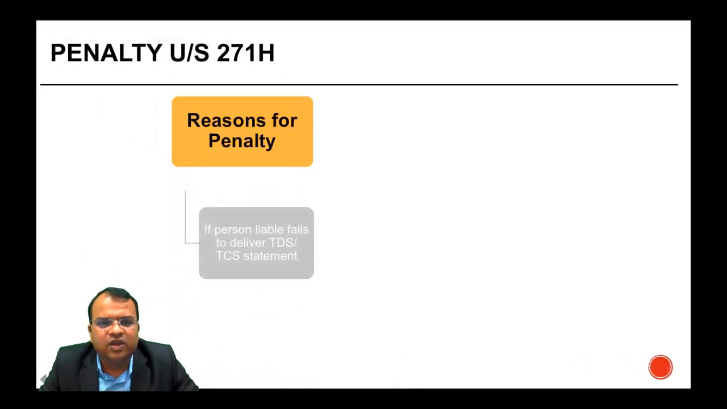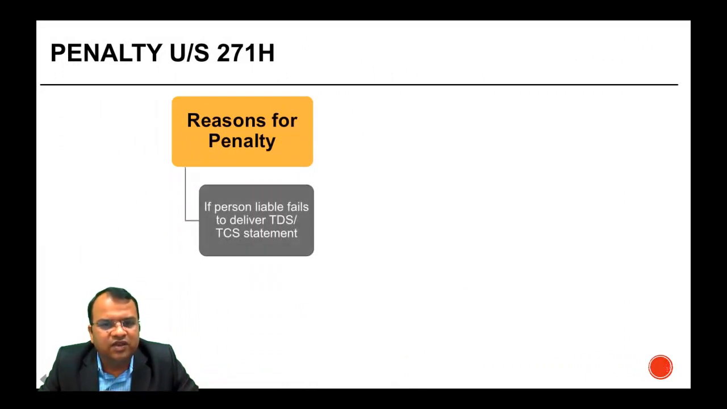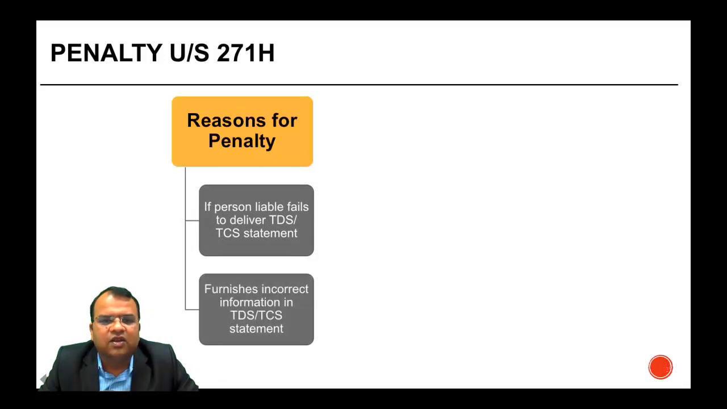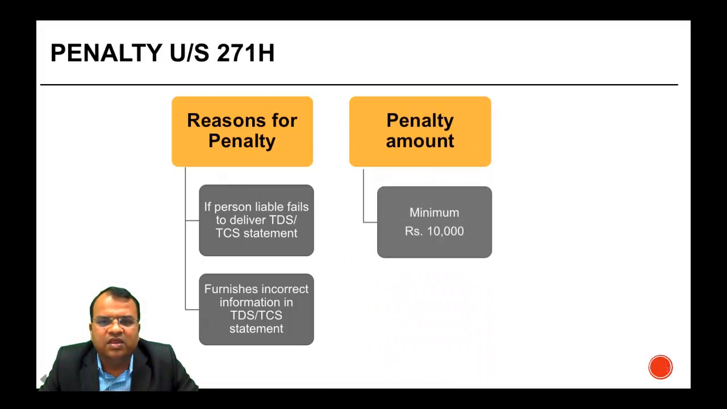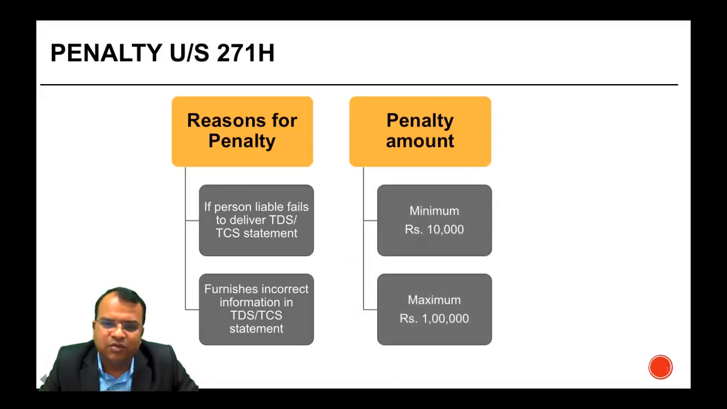Penalty under section 271H. If a person fails to deliver TDS or TCS statement or furnishes incorrect information in them, the penalty will be a minimum of 10,000 and a maximum of 1 lakh.